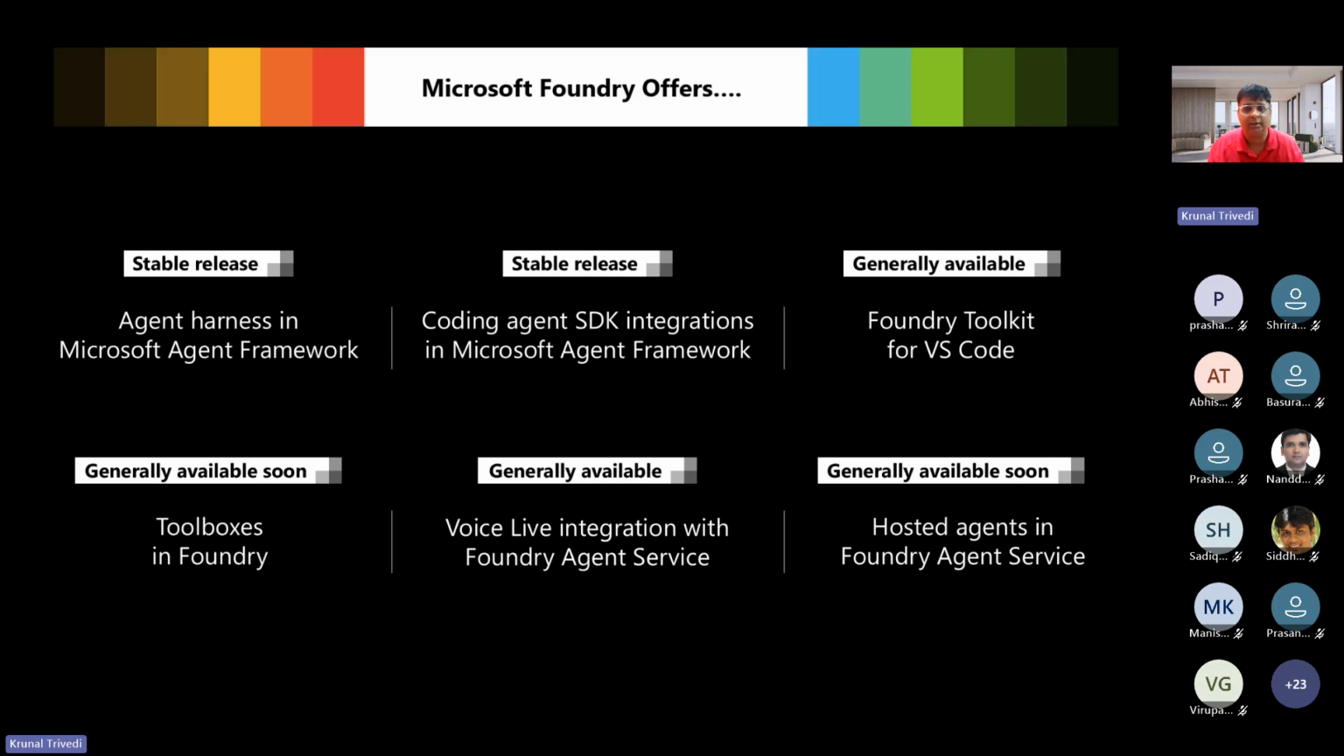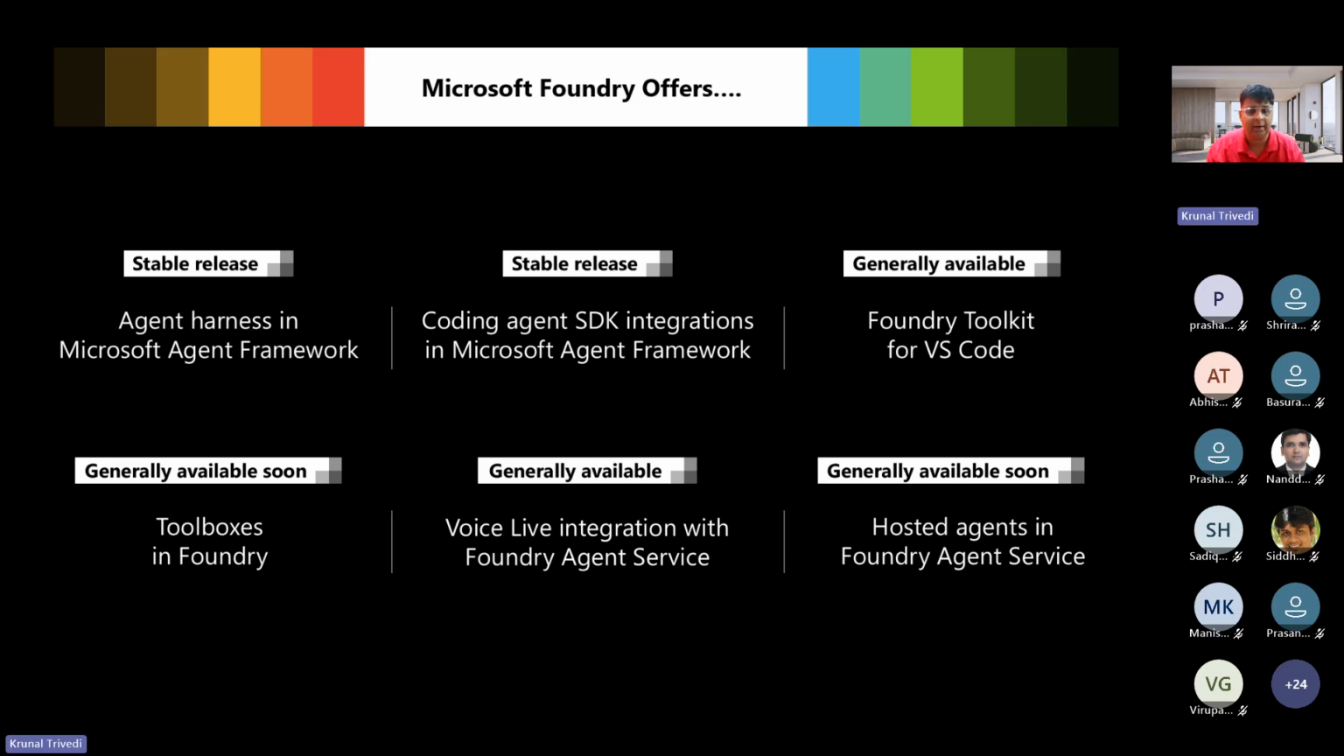What Microsoft offers: Microsoft has an agent harness in Microsoft Agent Framework. This is for the build phase. We have coding agent SDK integration to assist you while building the agent with the help of VS Code. And say you don't want to leave VS Code, you want to do everything within the VS Code environment, then here we have Foundry Toolkit. And with the help of Foundry Toolkit, which is in general availability now, we get everything that is available in the Foundry portal in our VS Code.